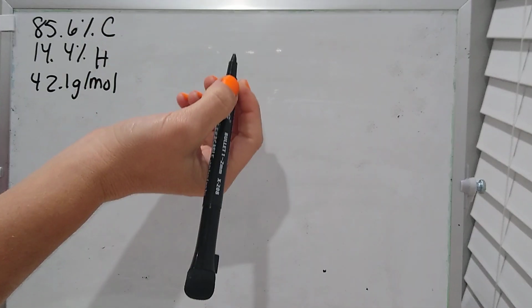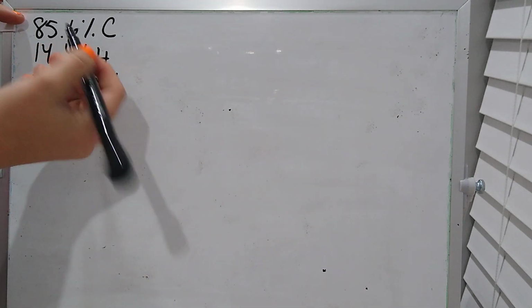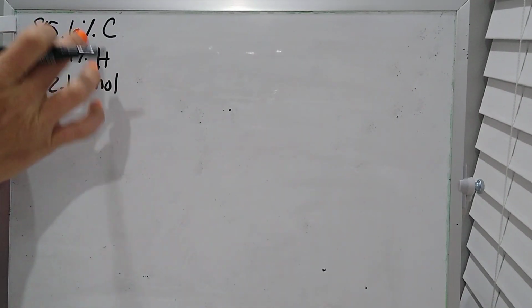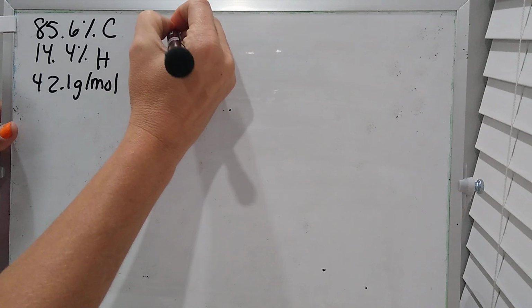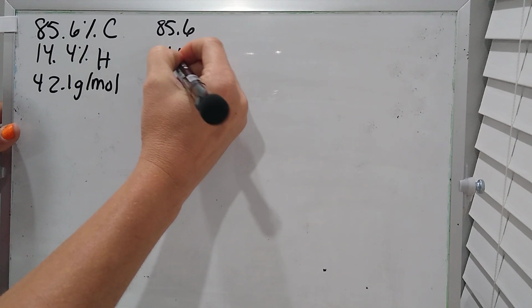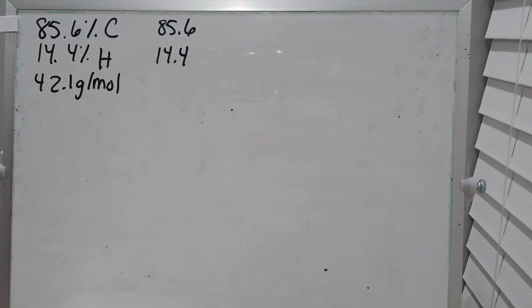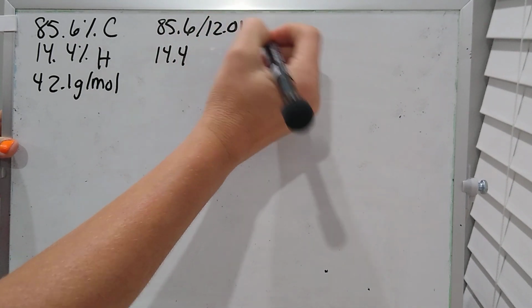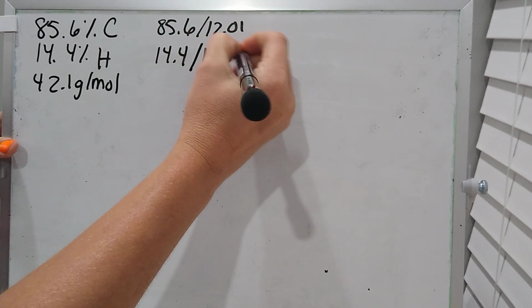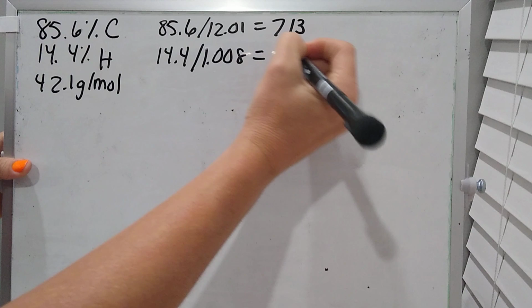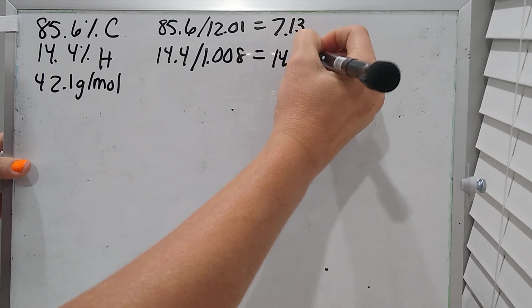So if I have 100 grams total, that means that because carbon is 85.6%, I'm going to multiply it by 100, because remember, percentage means that this is over 100, so that cancels out and I'm left with 85.6 grams. And then hydrogen, multiply by 100, you'd get 14.4 grams. Then you're going to divide those numbers by that element's mass. So carbon is 12.01 grams, and hydrogen is 1.008 grams. So when you divide those, for carbon you will get 7.13, and for hydrogen you will get 14.29.